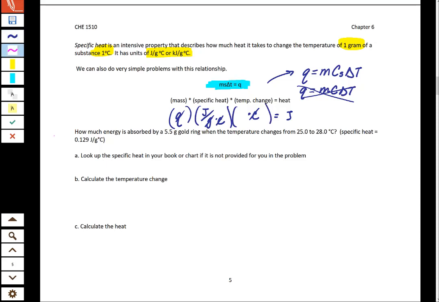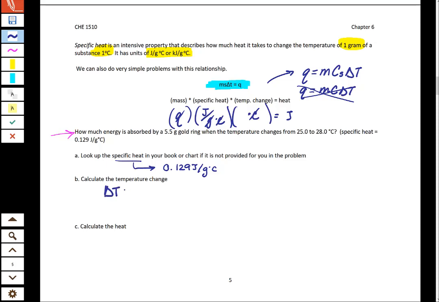So let's look at this problem. It's a little bit more complex than the last one that we did. So it says how much energy is absorbed by a 5.5 gram gold ring, we're assuming pure gold, when the temperature changes 3 degrees. Now, if you weren't given the specific heat in the problem, you would have to go look that up. But we're given the specific heat in the problem, so we don't have to go search for it. Let's really quick calculate the change in temperature.